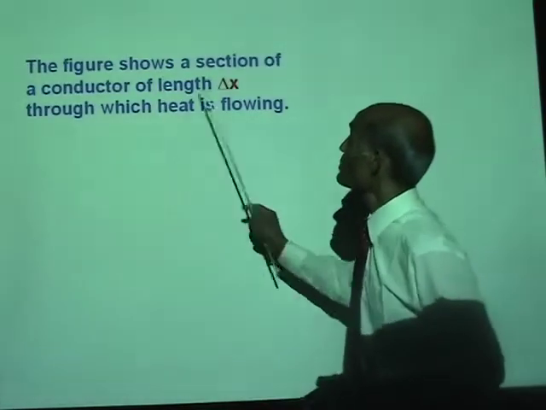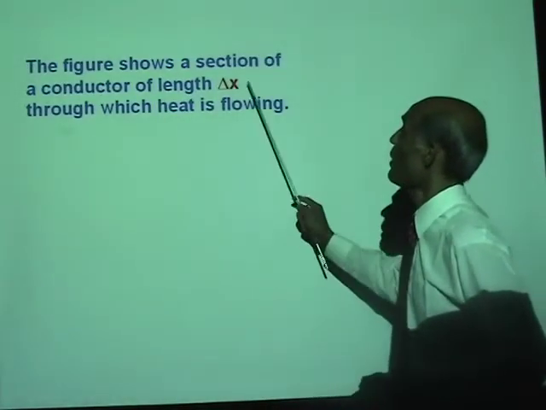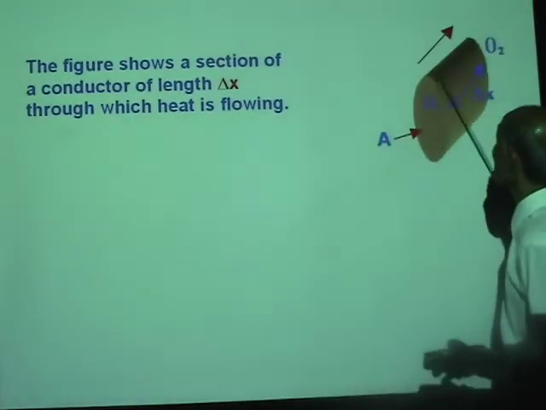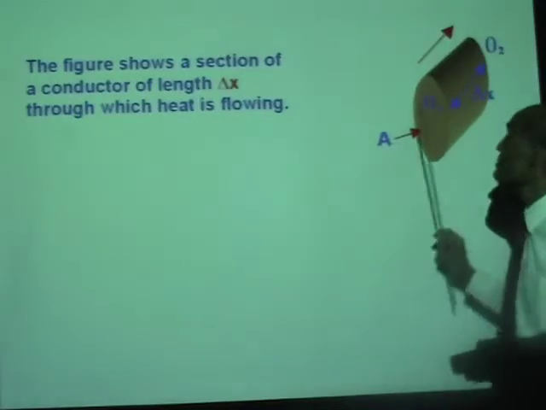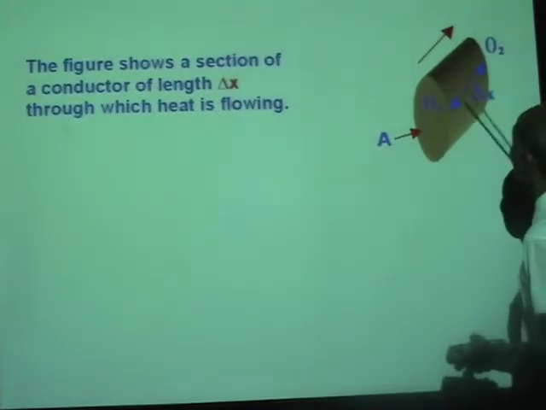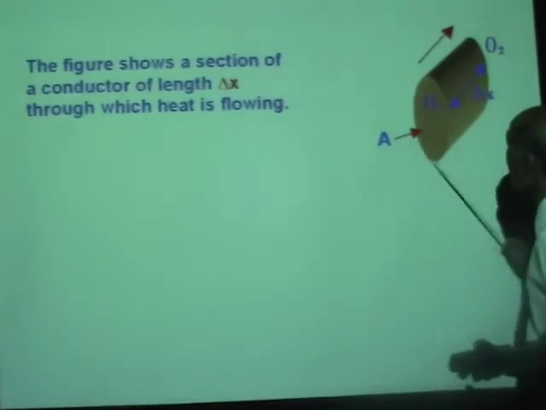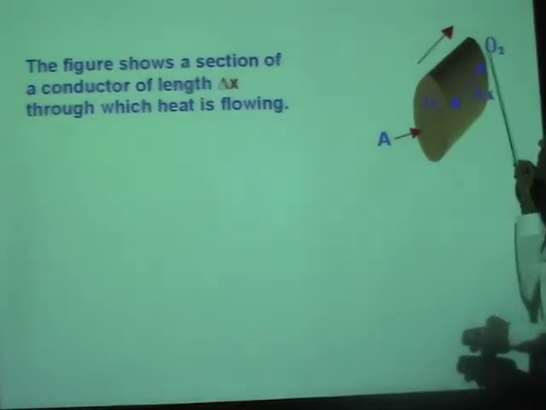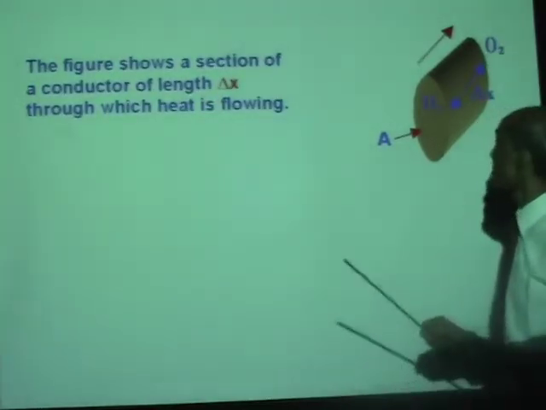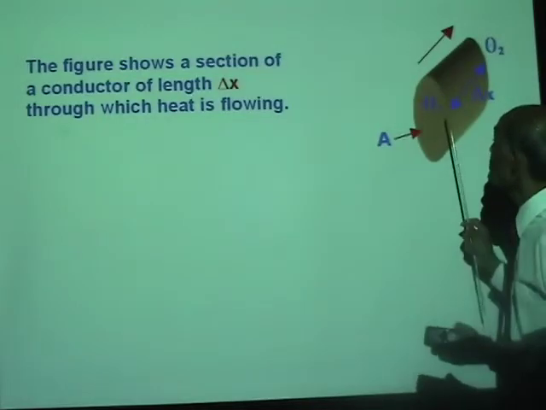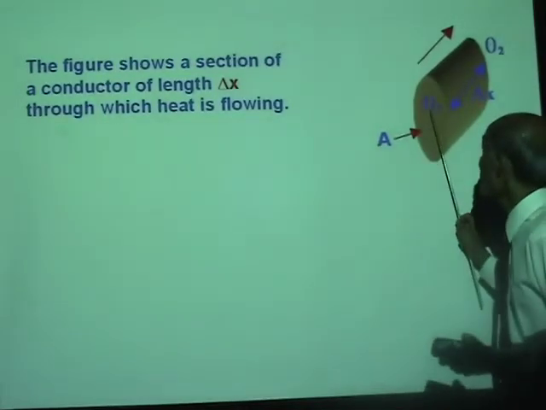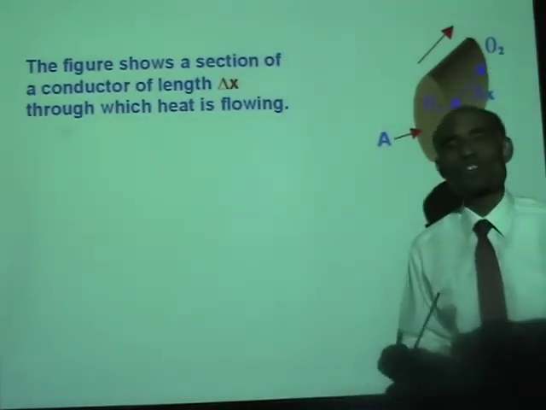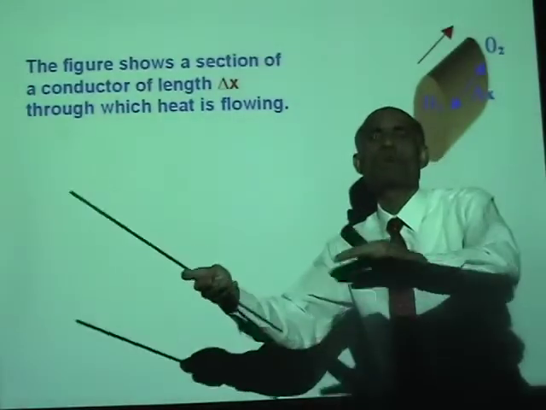Alright, the figure shows a section of a conductor of length delta x through which heat is flowing. Now here is the section of a conducting material of length delta x, area of cross section A. One end is at a higher temperature theta 1, the other end is at a lower temperature theta 2. That means heat is going to flow from the hot end to the cold end. Tell me, what are the factors on which the rate of heat flow depends?